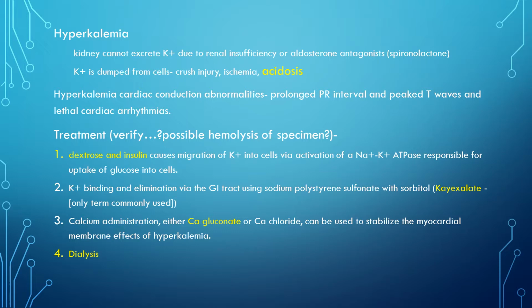Dextrose and insulin administration can cause the migration of potassium into cells via activation of the sodium potassium ATPase. Potassium binding and elimination via the GI tract can be obtained using sodium polystyrene sulfonate with sorbitol, commonly known as Kayexalate. Also, calcium administration, either calcium gluconate or calcium chloride, can be used to stabilize the myocardial membrane effects of hyperkalemia. Finally, dialysis is one of the most effective treatments for hyperkalemia.